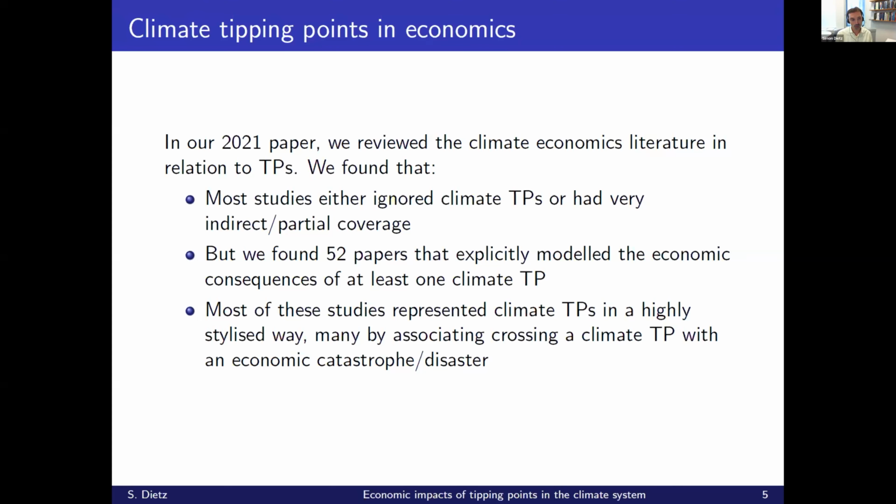Firstly, as you might not be surprised to know, most studies either ignored climate tipping points or had very indirect or partial coverage. For example, if you are trying to build a deterministic model that contains best estimates of the response of the system to greenhouse gas emissions, you would be likely to overlook climate tipping points. But that isn't to say that economists have entirely ignored this issue, far from it. We found 52 papers that explicitly modeled the economic consequences of at least one climate tipping point. And we would have been doing this review in 2019 and 20, so that number will only have increased since then. But that's a considerable body of literature thinking about the economic impacts of climate tipping points.